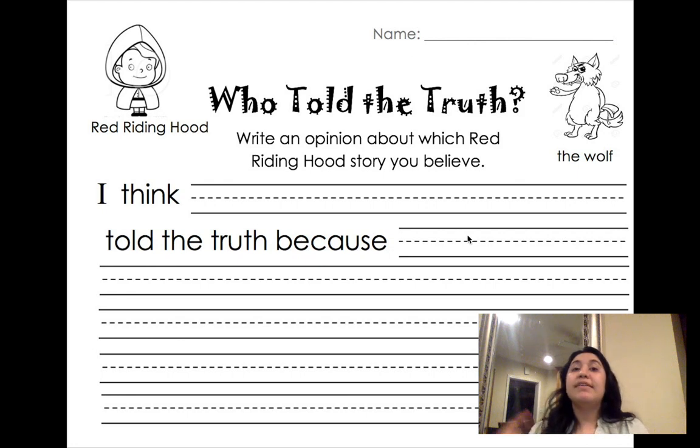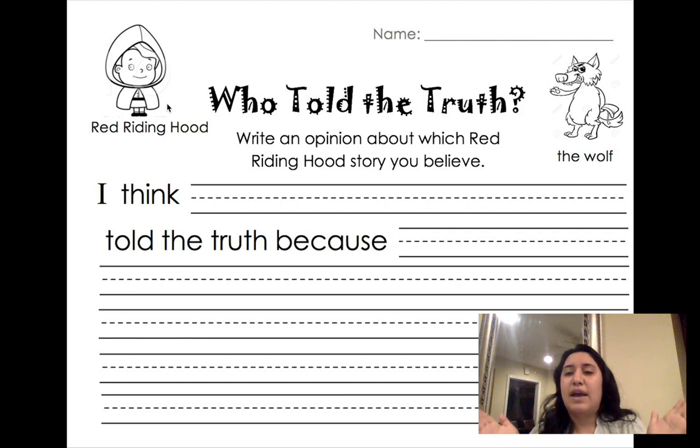So I'm going to tell you what I think, okay? I can say, I think the wolf told the truth because a wolf would probably eat a little girl and a granny. That's what I think. And because it makes sense that he would eat Little Red Riding Hood because she looks like an apple. So I think the wolf is telling the truth. Or you can maybe say, I think Red Riding Hood is telling the truth because she sounded smart and she was using her eyes and her ears and saying, he doesn't sound or look like Granny. So I know that Red Riding Hood is telling the truth.